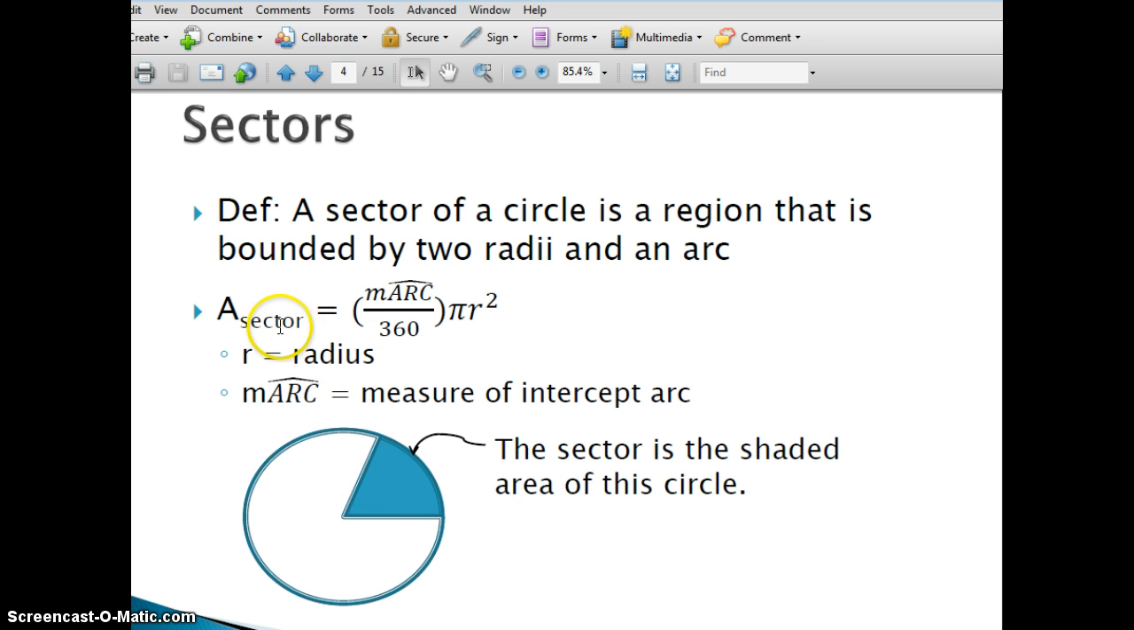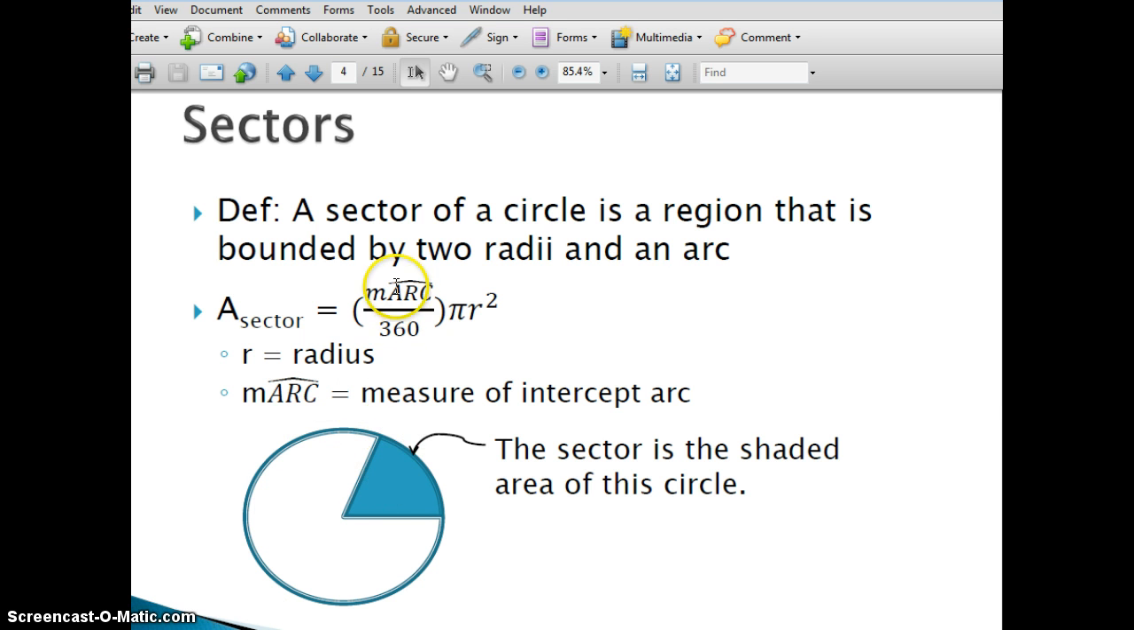So the area of the sector is given by this formula: the measure of the arc over 360 times pi r squared. Now let's dissect that formula a little bit so you know where those pieces are coming from, instead of focusing on memorizing the formula. The pi r squared is the area of the entire circle. So that's everything all together. That's if we were to find the area of this entire thing.